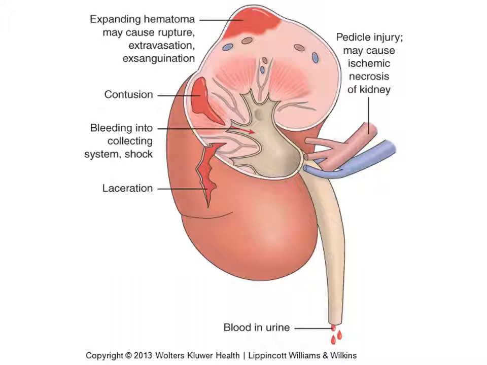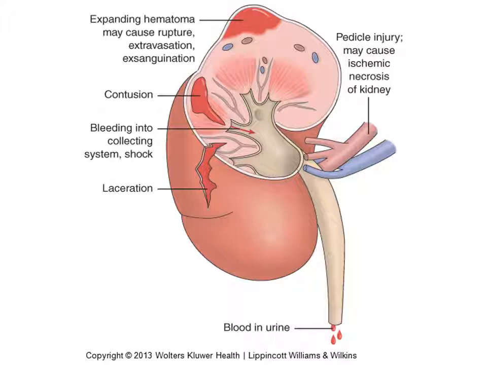Here, this slide shows several different types of injuries that may happen to the kidney. On the top, you'll note that an expanding hematoma may cause a rupture, extravasation, or an exsanguination of the patient. A contusion is located within the kidney and is usually localized to the kidney itself. Oftentimes, a contusion can lead to bleeding into the collecting system and shock, and a laceration is an actual opening up of the kidney itself.